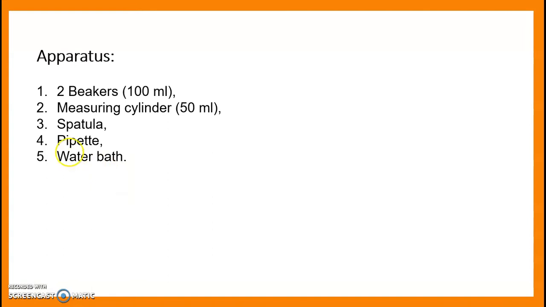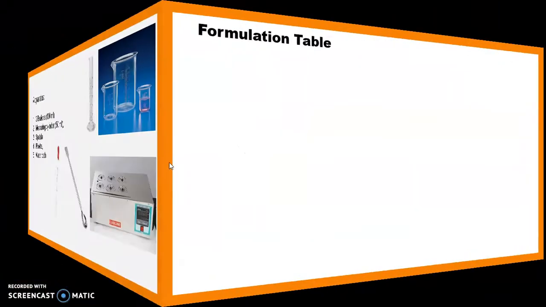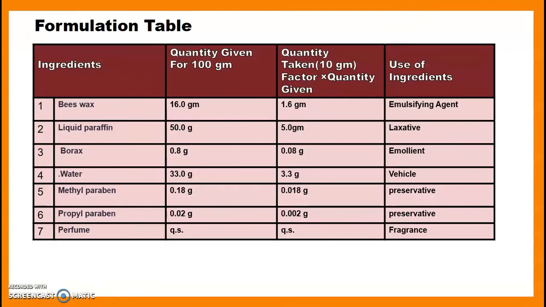Now the apparatus required for today's experiment: beaker, 2 beakers required, then measuring cylinder, spatula, pipette and water bath. Then we move towards the formulation table. The formulation table is the table in which the ingredients formula has been given. Here this is our formulation table.